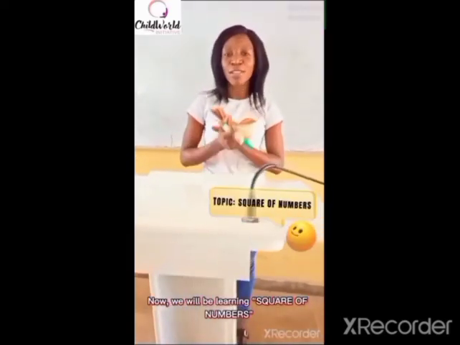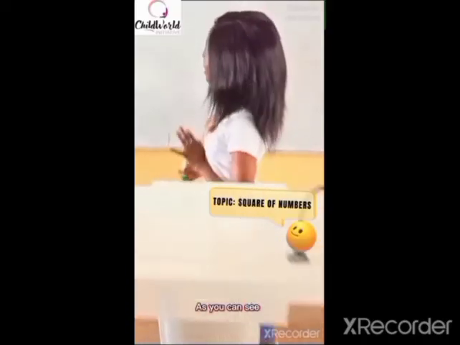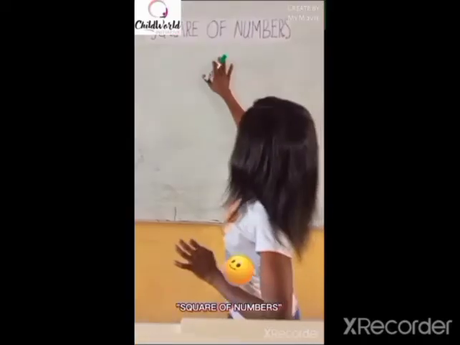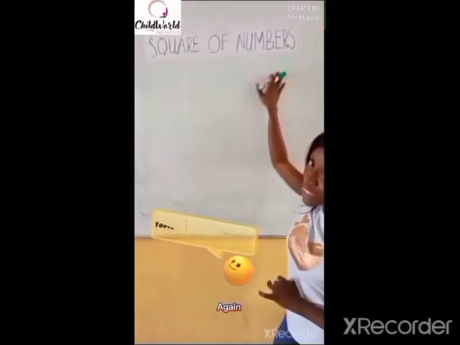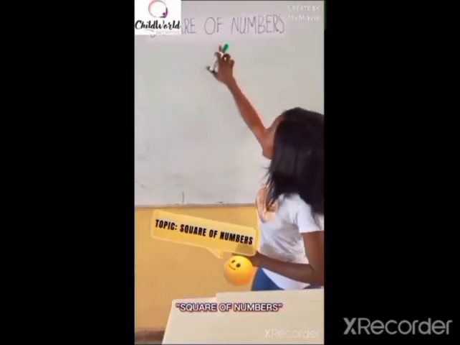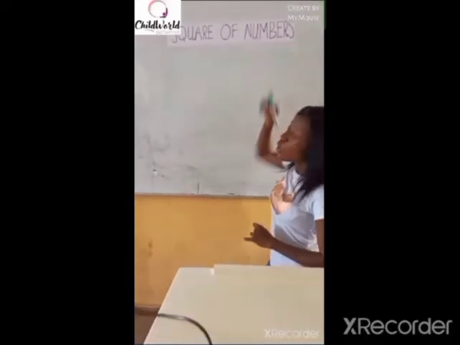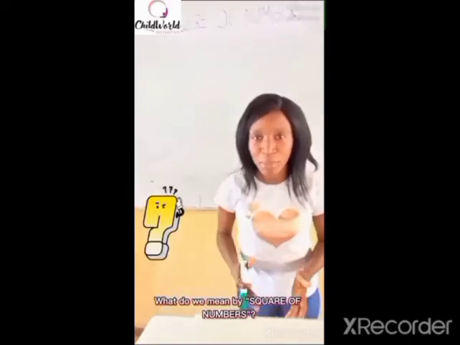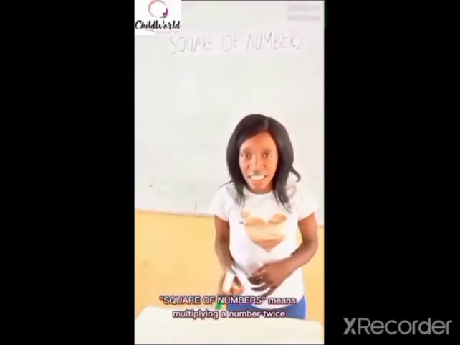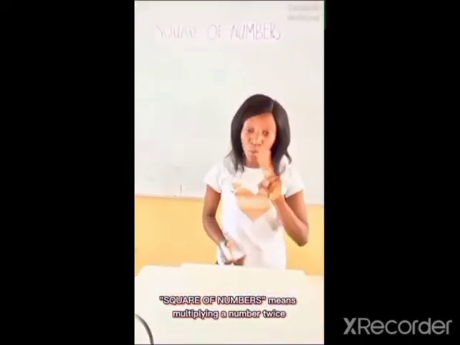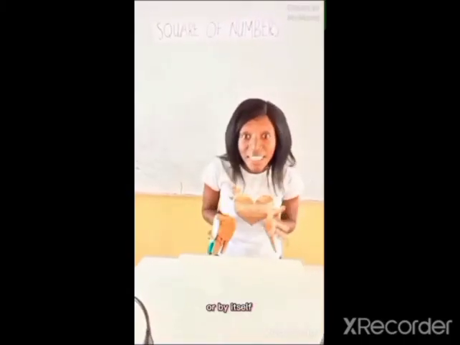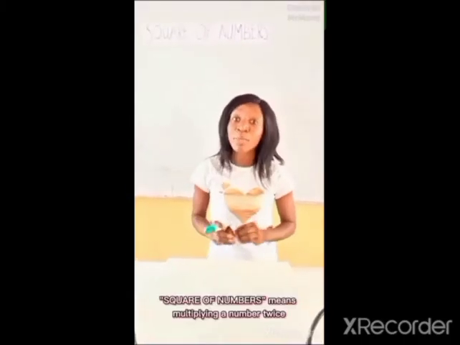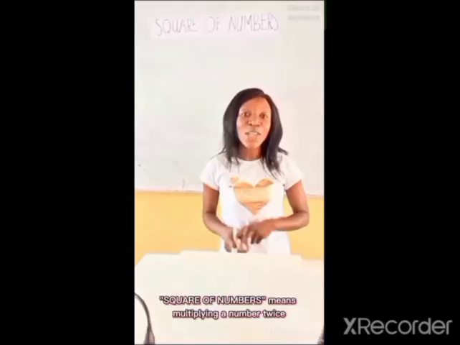I am Senami. Now we will be learning square of numbers. What do we mean by square of numbers? Square of numbers means multiplying a number twice or by itself.